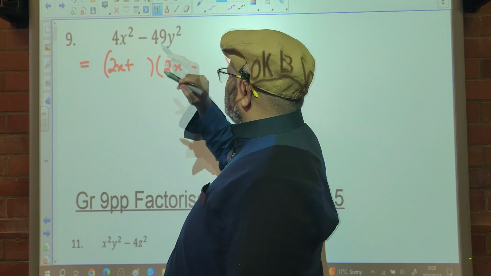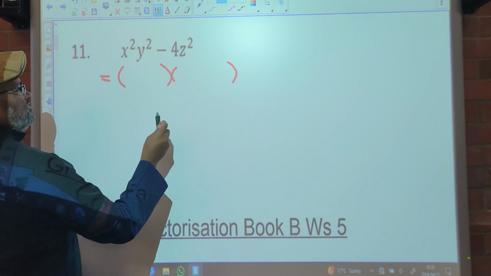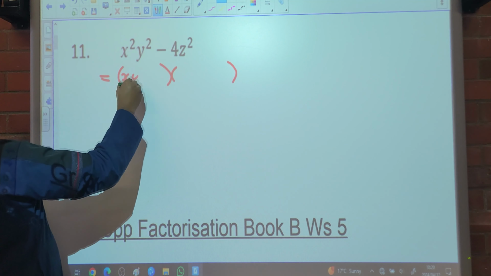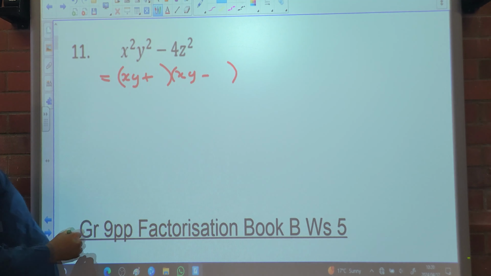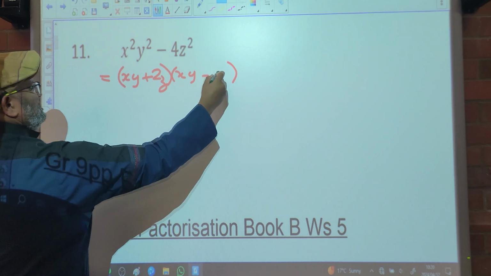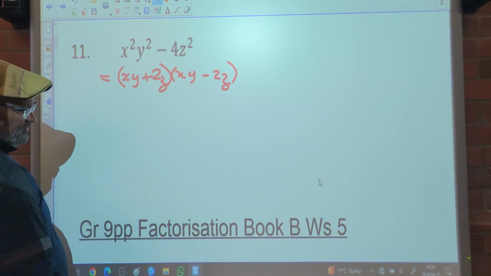Okay. Two terms, negative between them, both perfect squares. So what will this give us? What's the square root of x squared y squared? xy, xy. One plus the other, minus. What's the square root of 4z squared? 2z. Okay.